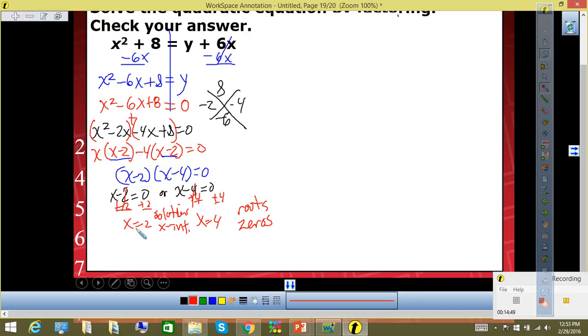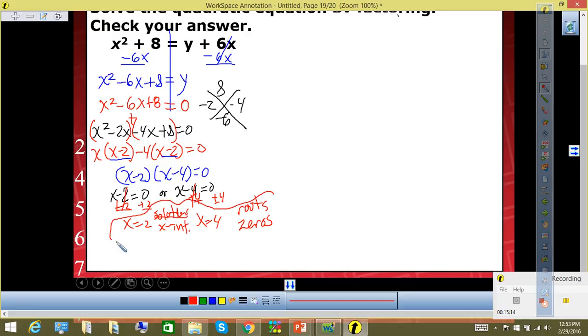All right, so then we solve each equation. X equals 2, x equals 4. These are my solutions. So if they ask you to solve a quadratic equation, these are your solutions. What's another name for the solutions? My x-intercepts. What's another name for that? Roots. What's another name for that in Algebra 2? Zeros. Everybody got it so far?